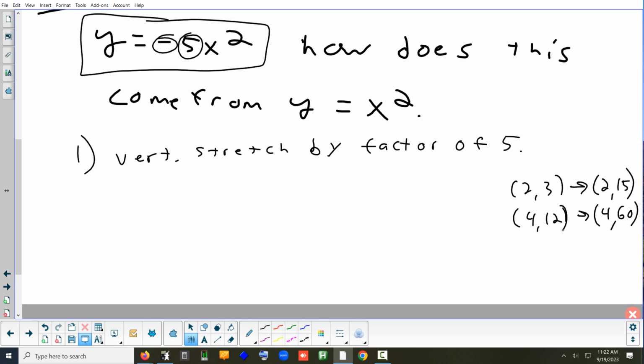Could you also do this for x? You can. We're not going to in this section, but you can also stretch x as well. So that's a vertical stretch by a factor of 5. And now the negative, what's that going to do? Reflect it over the x. Yep. So you got to make sure you say two things. It's a reflection, but you have to tell me which one. Reflect over x-axis.